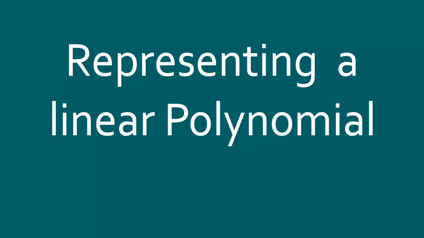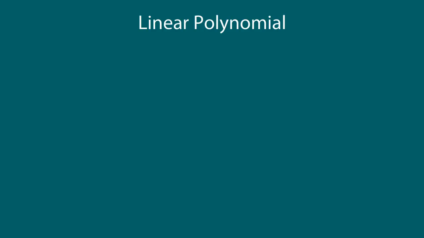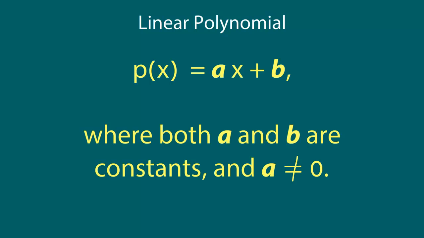How do we represent a linear polynomial? Now, we represent a linear polynomial in variable x as p(x) equals a times x plus b, where a is the coefficient of x and where a and b are both constants and a cannot be equal to 0.